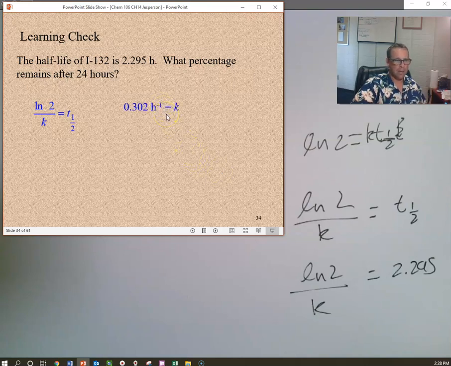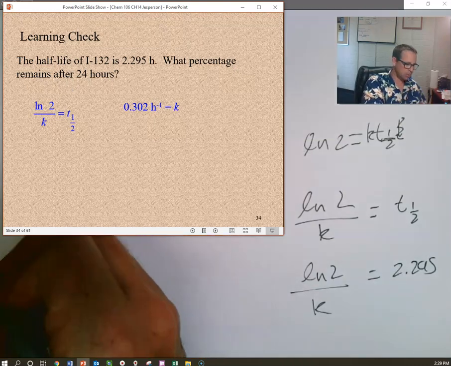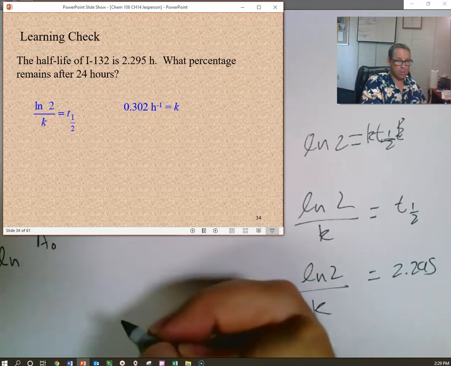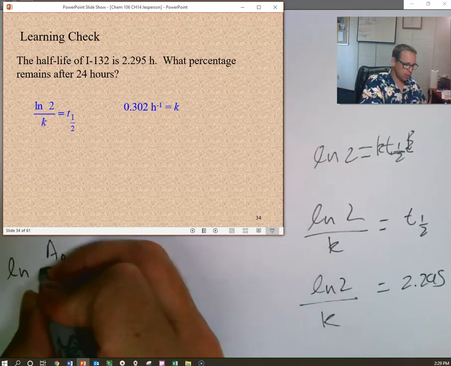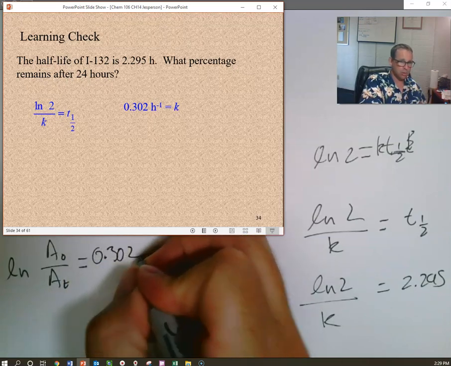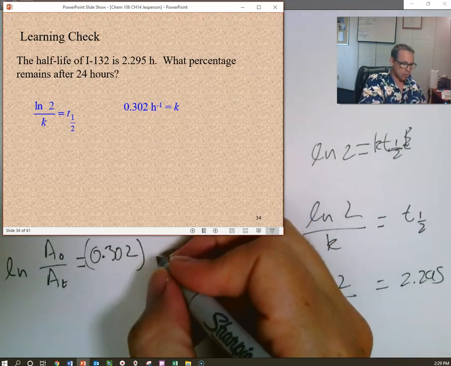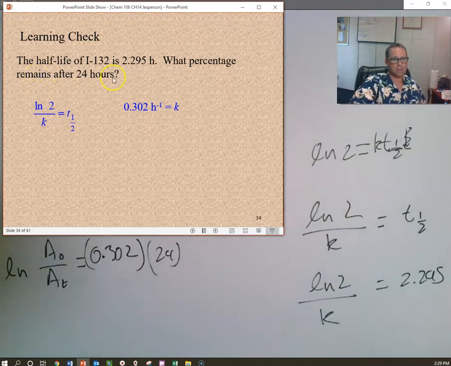All right, and then we could find out what percentage would remain after 24 hours by using the same relationship, the natural log of the initial concentration over the concentration at time t. This time we have our k, 0.302, and we know that the amount of time that we're going to allow to pass is 24. This is in hours, but our rate constant is in hours as well, right? So we don't have to convert this to seconds.